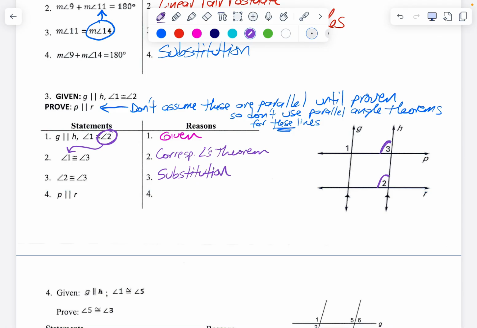Parker's right, these are corresponding, but to prove those lines are parallel, what word do we need to write first? Yeah, say it. Converse. Right? We're going backwards. We're saying if those angles are congruent, then the lines are parallel. So converse of corresponding angles theorem. Now we know for sure those two lines are parallel.